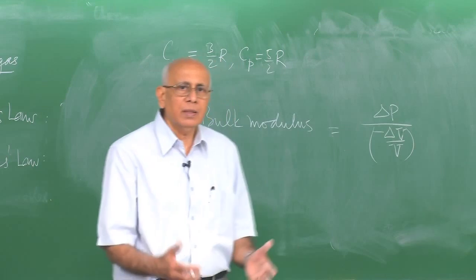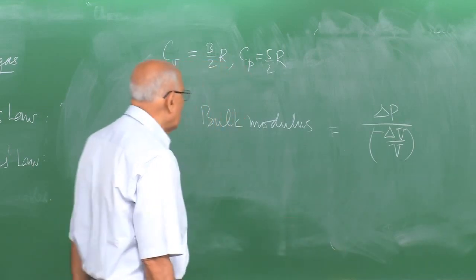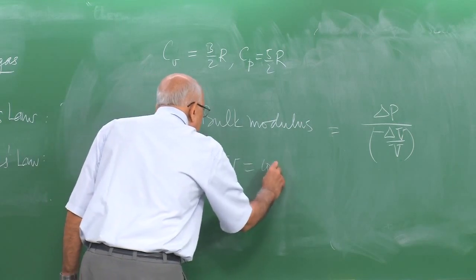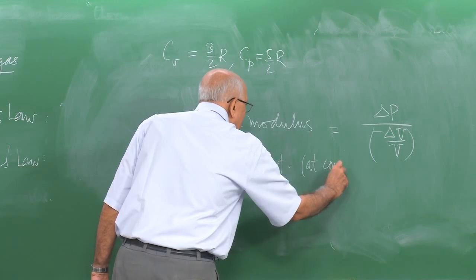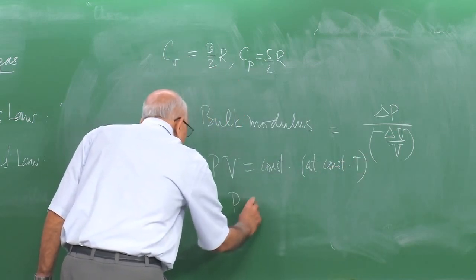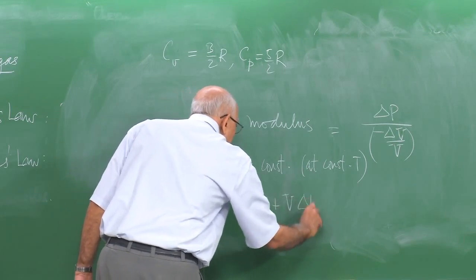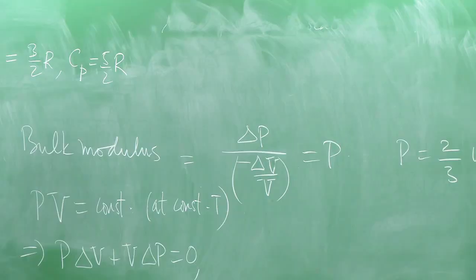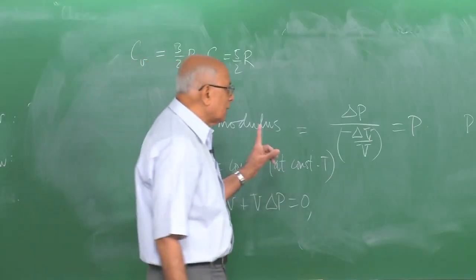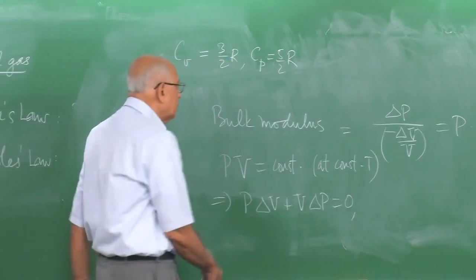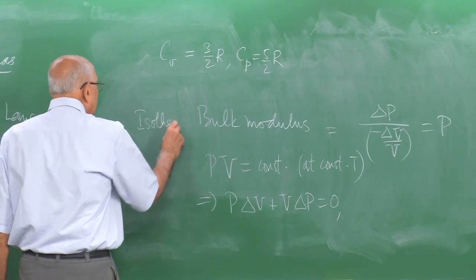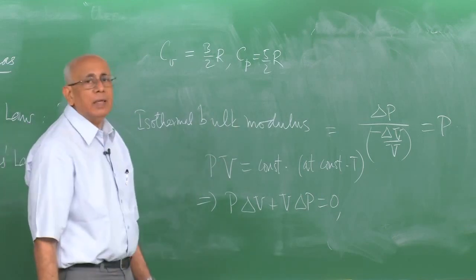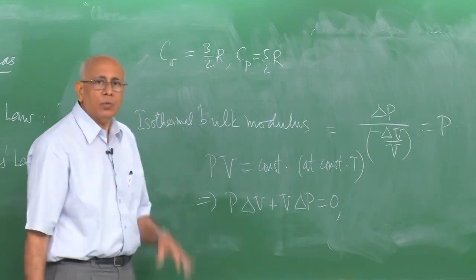When we looked at the speed of sound in the isothermal approximation, we discovered the bulk modulus was equal to the pressure itself. But let us derive this again, because you have PV equal to constant at constant T. This implies that P delta V plus V delta P equal to 0, and that immediately tells you that this quantity is equal to P, the pressure itself. So, the compressibility of this gas, which is defined as 1 over the bulk modulus, I should really call this the isothermal bulk modulus, is the pressure itself, and the isothermal compressibility of this gas, which is the reciprocal of the bulk modulus, is 1 over the pressure here.